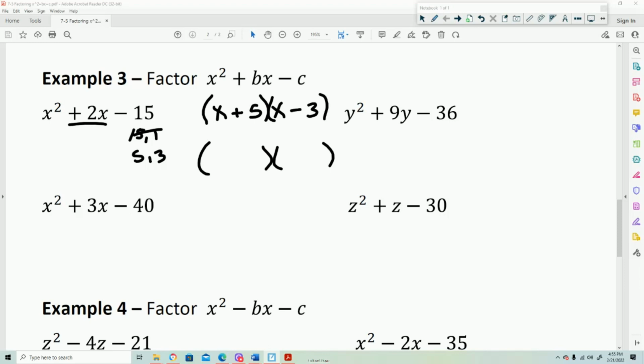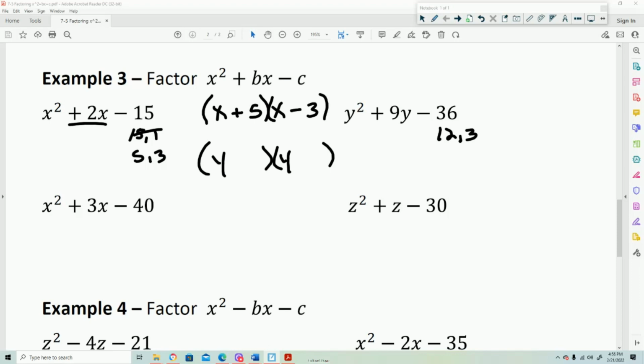So let's look at this one. We're going to use y and y. Now, let's look at factors of 36. 1 and 36 is not going to help me because that's a difference of 35. I need to look at things that are a little closer together. Well, 6 and 6 does not help. But what about 12 and 3?